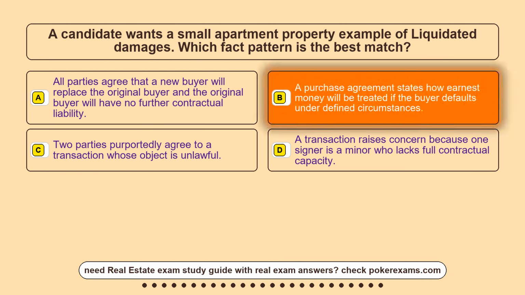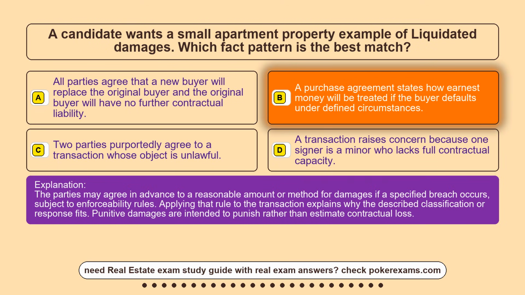The correct answer is option B. A purchase agreement states how earnest money will be treated if the buyer defaults under defined circumstances. The parties may agree in advance to a reasonable amount or method for damages if a specified breach occurs, subject to enforceability rules. Applying that rule to the transaction explains why the described classification or response fits. Punitive damages are intended to punish rather than estimate contractual loss.